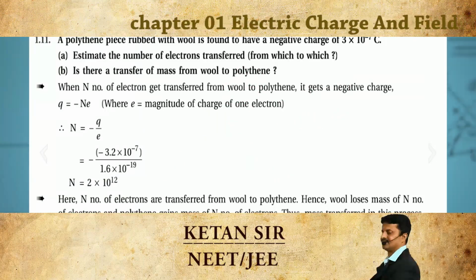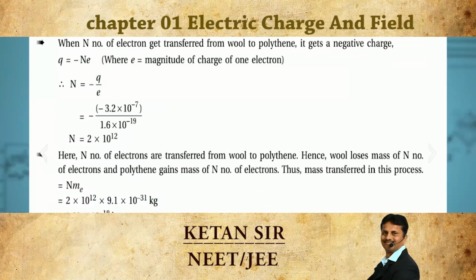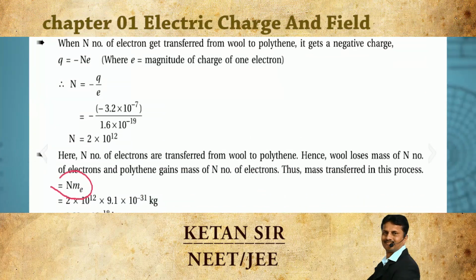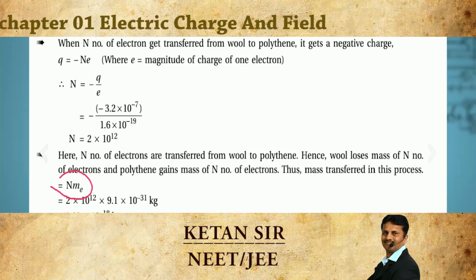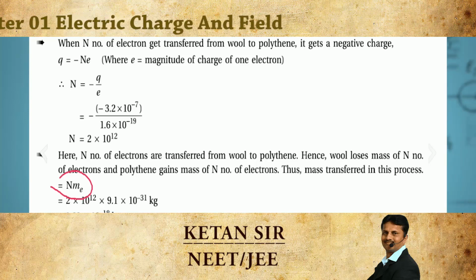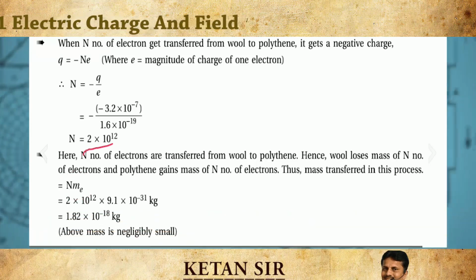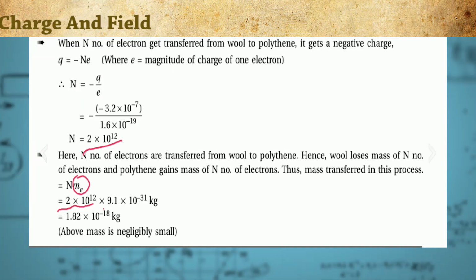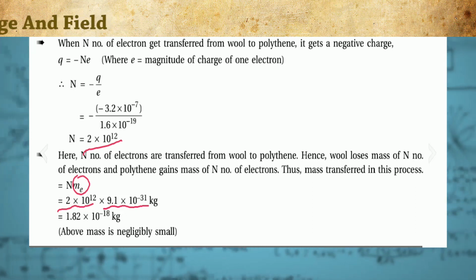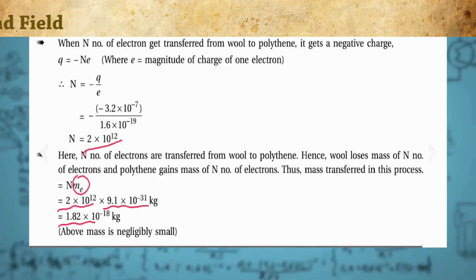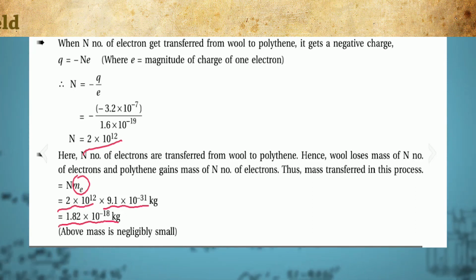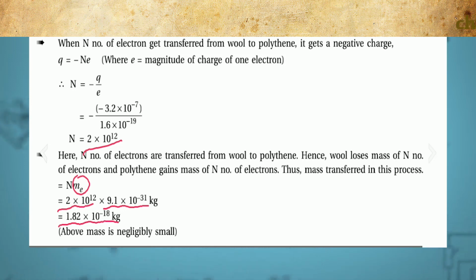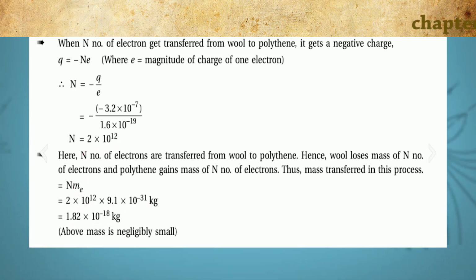That means total mass shifted is n into me. Number of electrons is 2 into 10 raised to 12 and mass of electron is 9.1 into 10 raised to minus 31. That means total mass shifted from wool to polythene is 1.82 into 10 raised to minus 18.